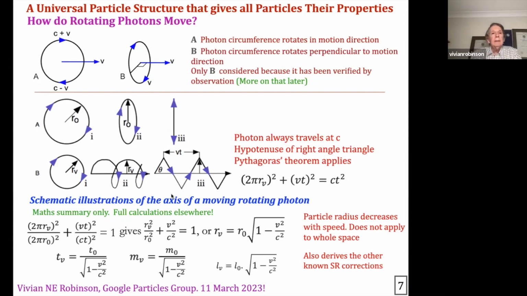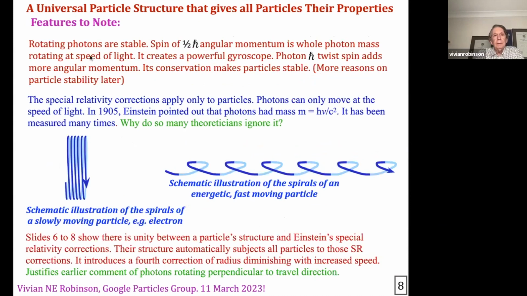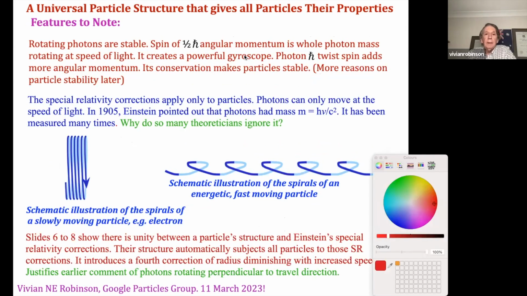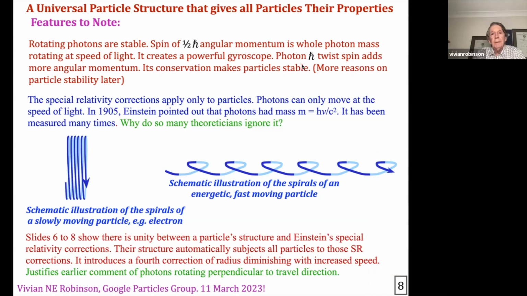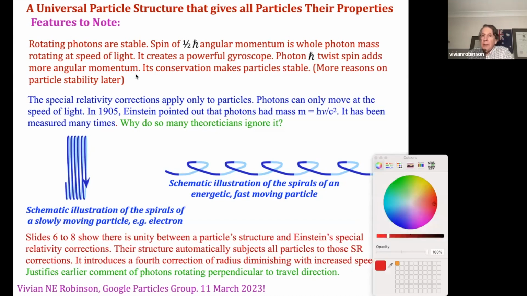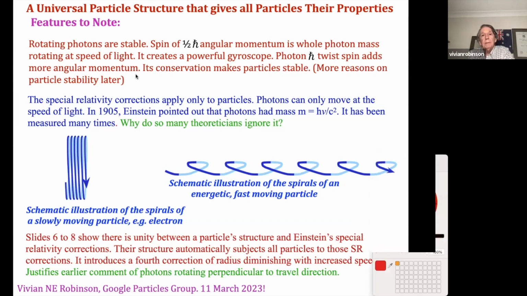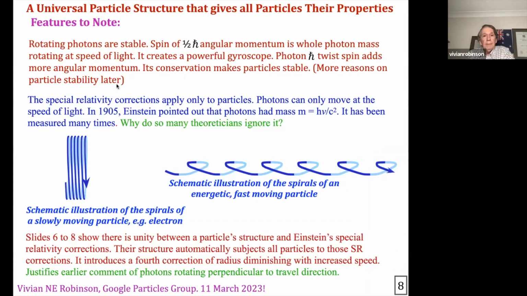Now, the other thing you should know is that rotating photons are stable. The spin of half h bar is angular momentum, and it's the whole mass rotating at the speed of light. It's a powerful gyroscope. On top of that, charged particles have an h-bar twist or spin, which is also angular momentum. The conservation of angular momentum makes those particles very stable. And another reason for them being stable will be given a bit later.